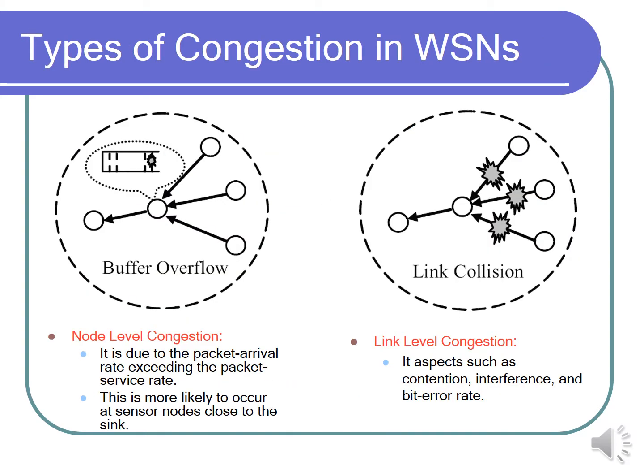Types of congestion in wireless sensor networks: buffer overflow and link collision. Buffer overflow: each and every node will have a buffer. If the buffer overflows, that is, the capacity is exceeded, it causes congestion. In a link collision, the link may break. Link level congestion has contention, interference and bit error rate. Node level congestion is due to the packet arrival rate exceeding the packet service rate. This is more likely to occur at the sensor nodes closest to the sink.